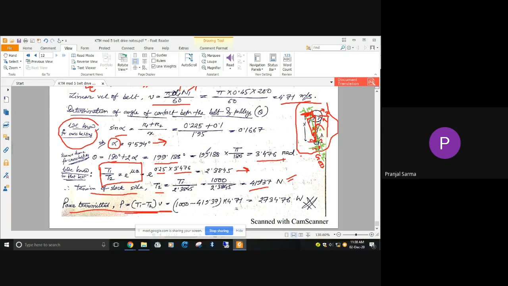V we already had, so from here 4.71 meters per second. So this value we are using, and we have obtained the power transferred to be 2734.76 watts. So what's the unit for power? Its SI unit is watt. Okay, and this completes this particular problem.